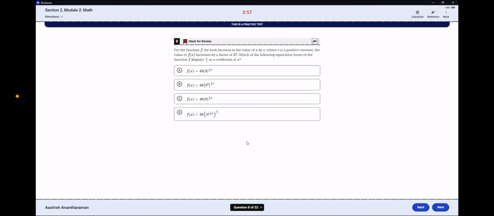So let's look at the bottom equation. 48, 27 to 16x, right? So if x is 6, increase. So the answer, we'll put D here.